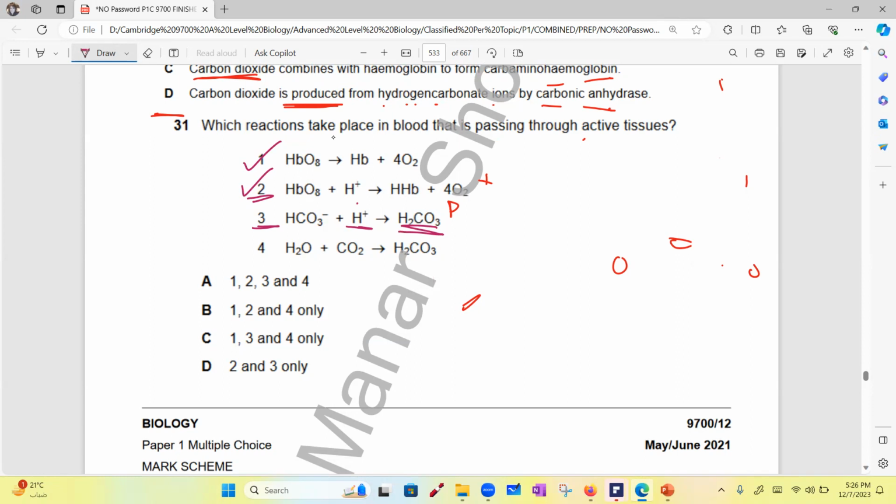This happens at the tissues or at the lungs? This happens at the lungs. So 3 is wrong. 4, the water will react with the CO2 to give me carbonic acid. And then it will continue, but they did not write the continuation. Right or wrong? Yes, right. So what's the answer? It's C. No, I mean B. It should be B.